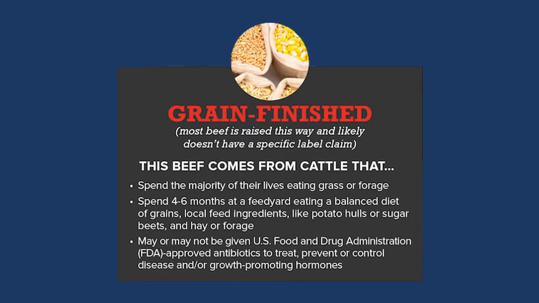Grain finished. Most beef is raised this way and likely doesn't have a specific label claim. This beef comes from cattle that spend the majority of their lives eating grass or forage, spend 4 to 6 months at a feed yard eating a balanced diet of grains, local feed ingredients like potato hulls or sugar beets, and hay or forage. May or may not be given U.S. Food and Drug Administration approved antibiotics to treat, prevent, or control disease and/or growth-promoting hormones.